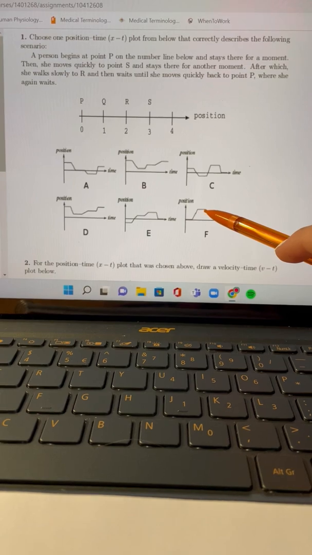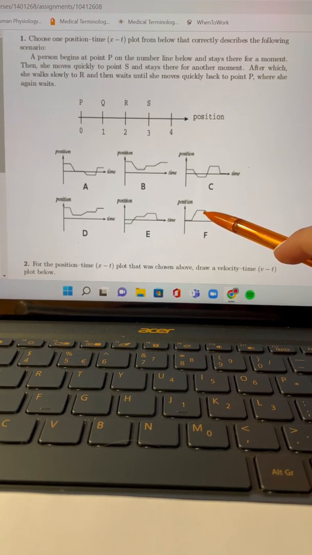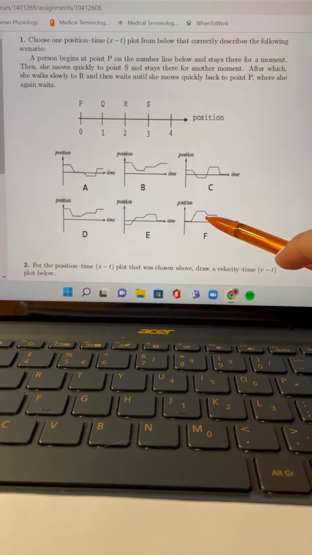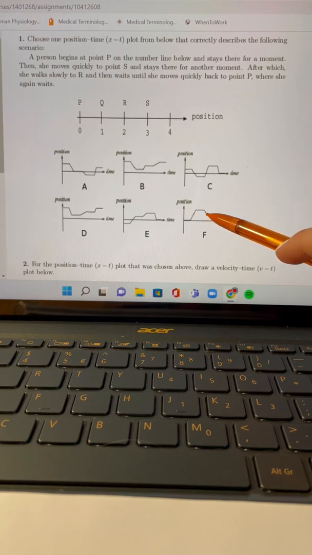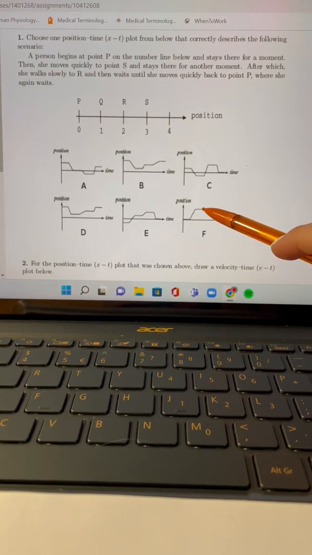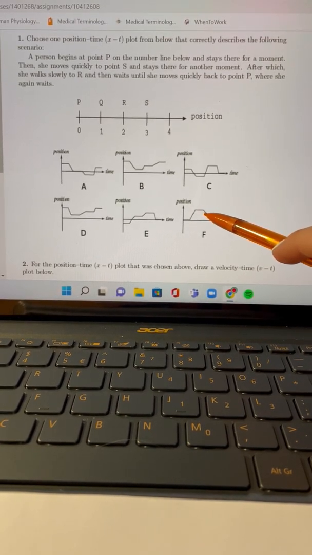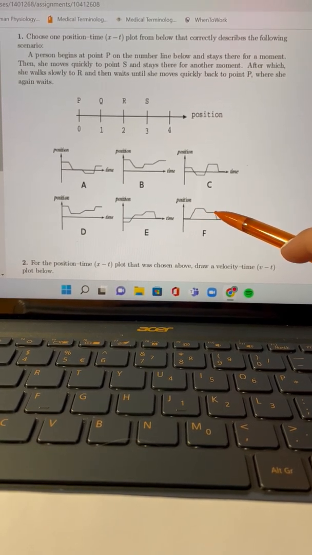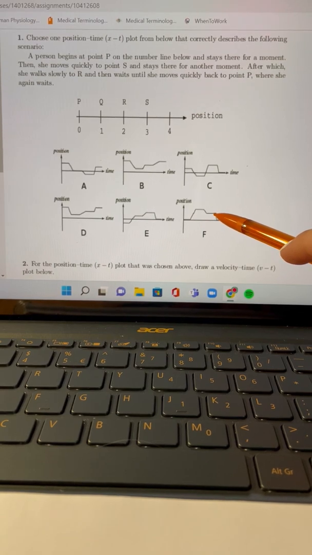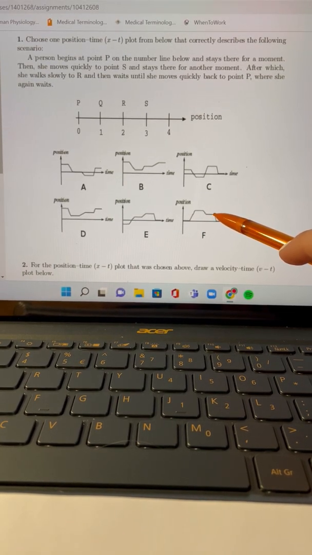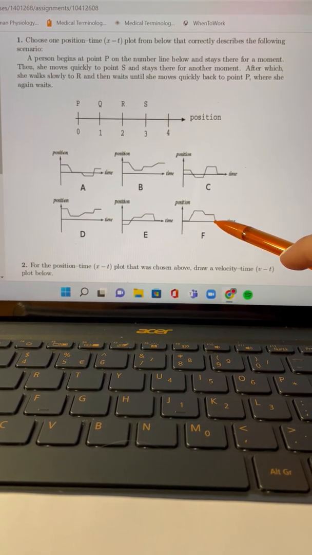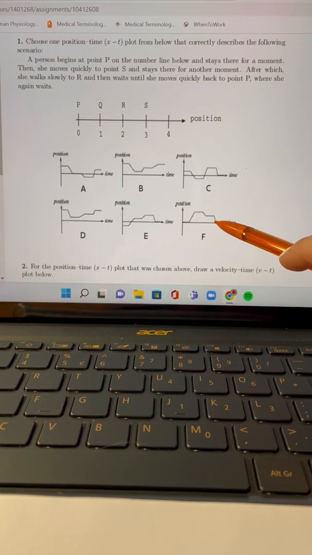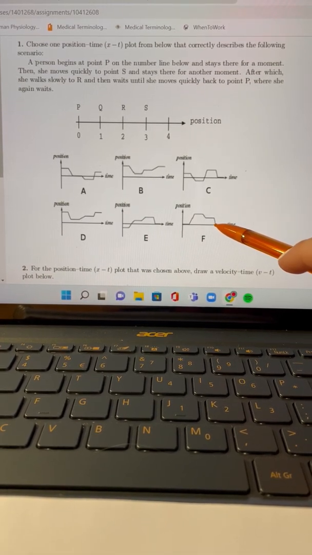And after she finishes standing there, she moves from point S to point R. So she's going back towards her original position, which means she's going down. She then stands at point R for a moment before she moves quickly from point R to point P again, which was her original position, which means she would be at the x-axis.